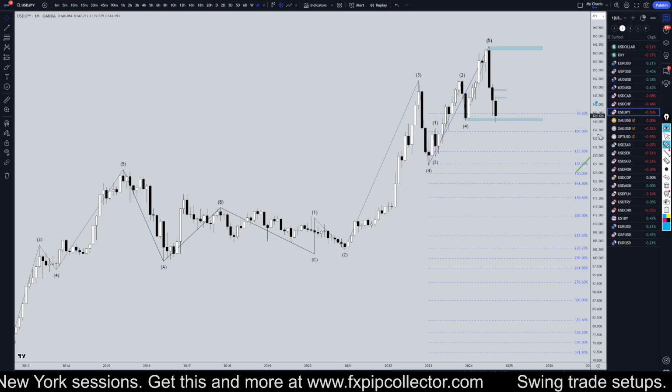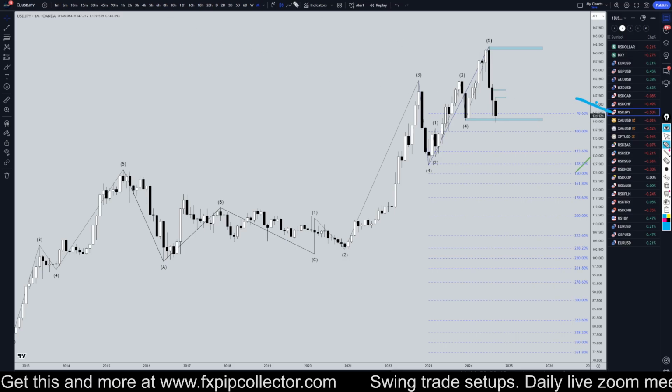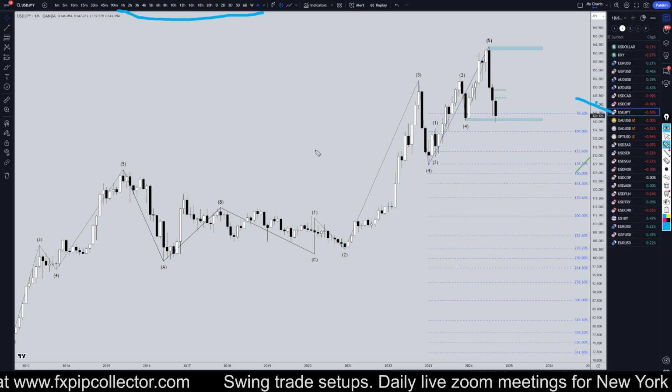Today is Wednesday, September 18th, and I'm going to be analyzing the US dollar yen, starting on the monthly and working my way all the way down to the 1 hour time frame for the full top-down analysis.